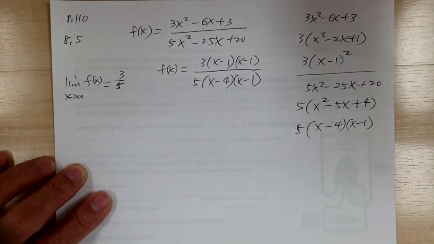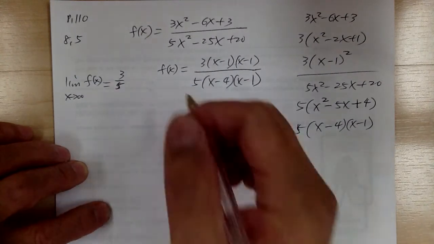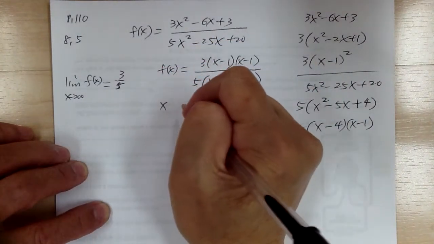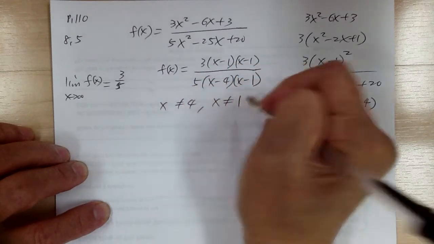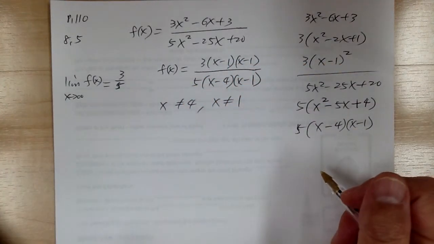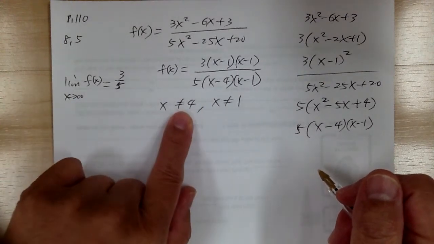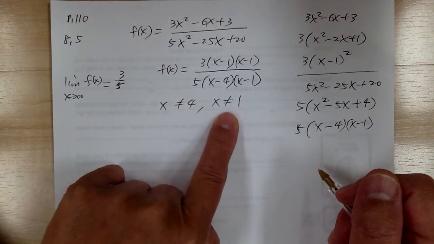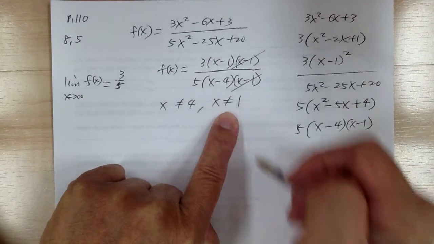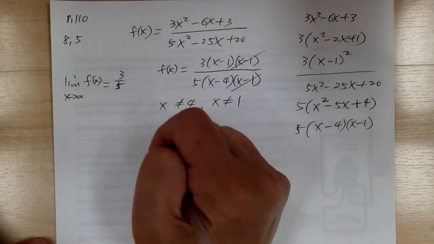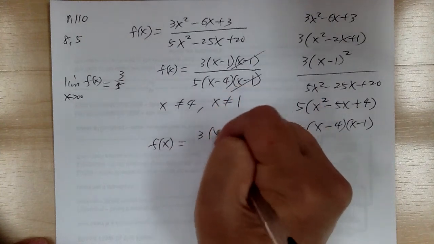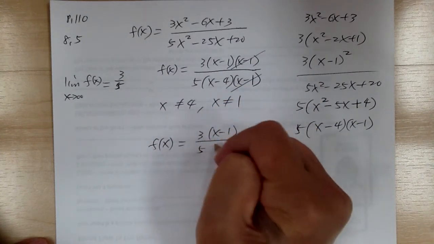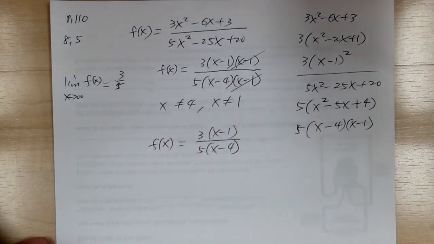Before we do any cancellation, remember x cannot equal 4, x cannot equal 1. But just from experience, we know that this is going to be the vertical asymptote, and this is going to be an open circle on the graph. So again, you're going to get f of x equal to 3 times x minus 1 over 5 times x minus 4.